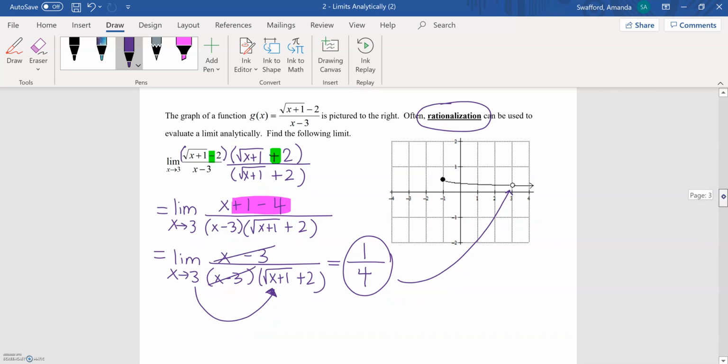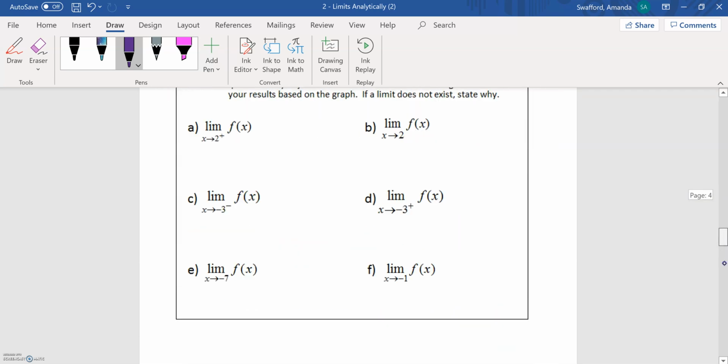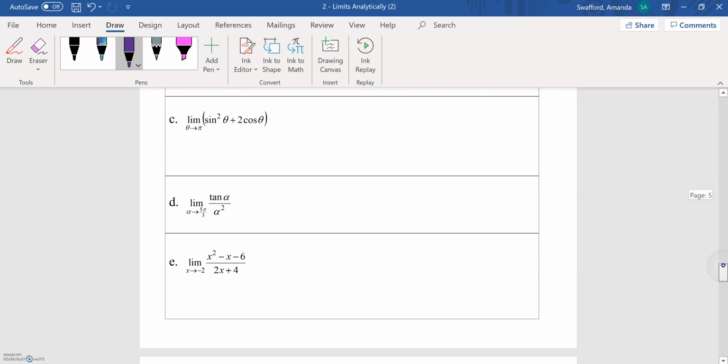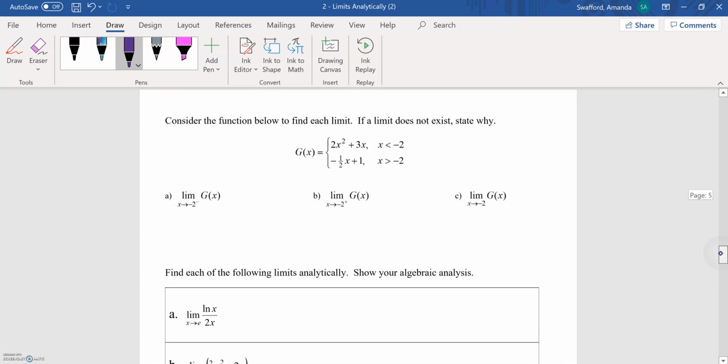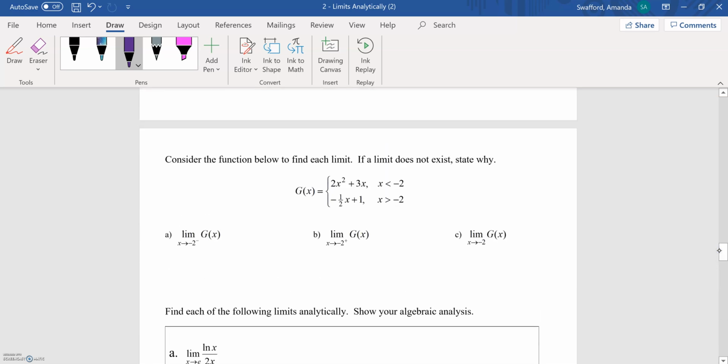Okay, let's look at a few more examples. I'm going to skip ahead to this piecewise function here. When the function is a piecewise function, you have to be careful because we're wanting the limit at -2. So we really want to answer this part C. But since this piecewise function splits off at -2, the key here is, do these two pieces come together at -2 or do they have different y values? So you always have to check both sides in a piecewise function.